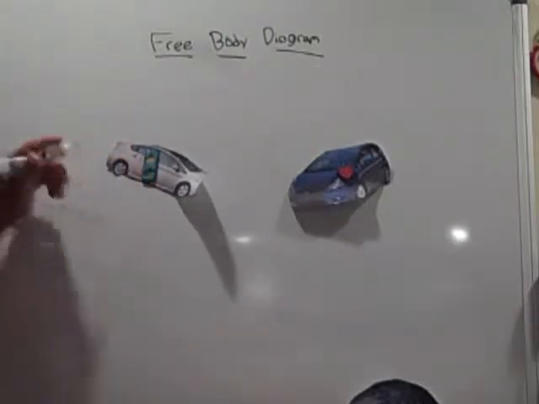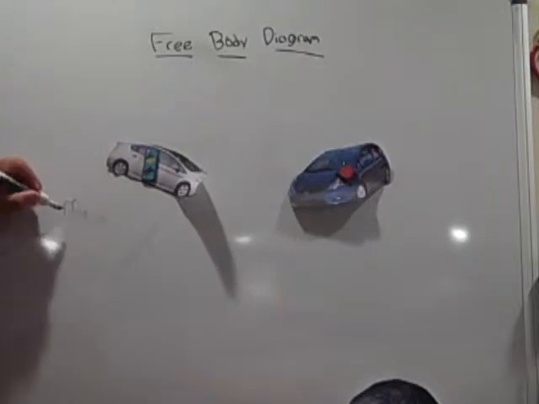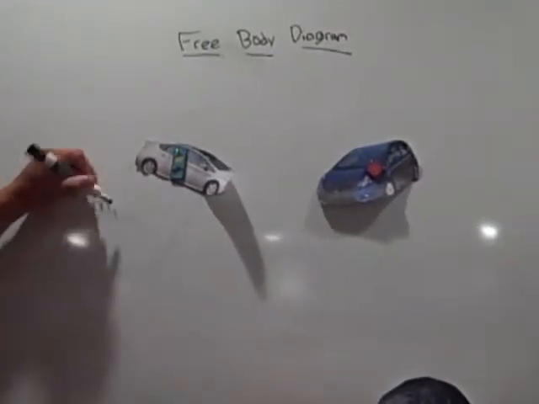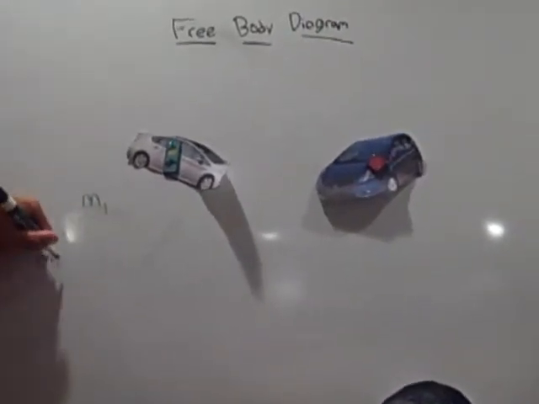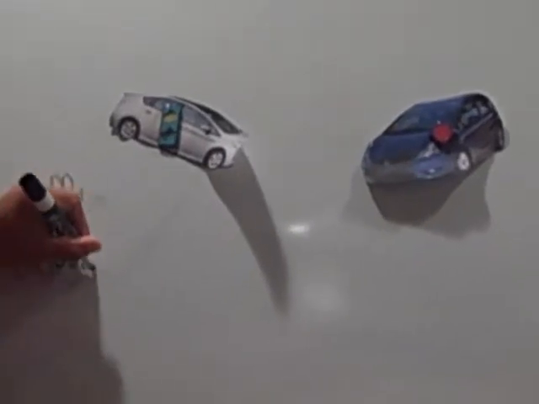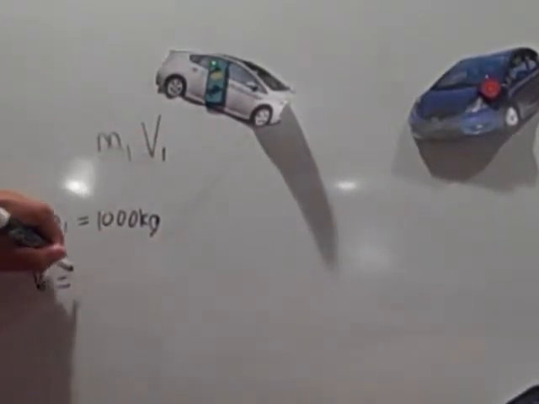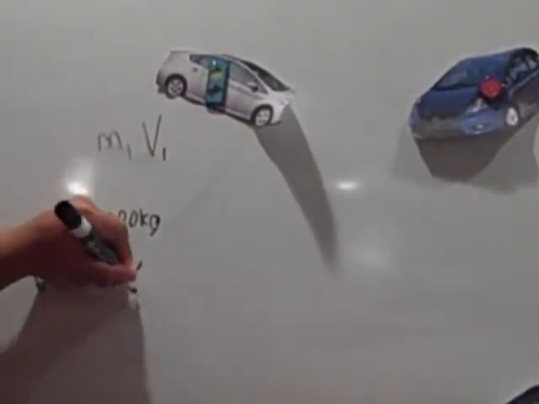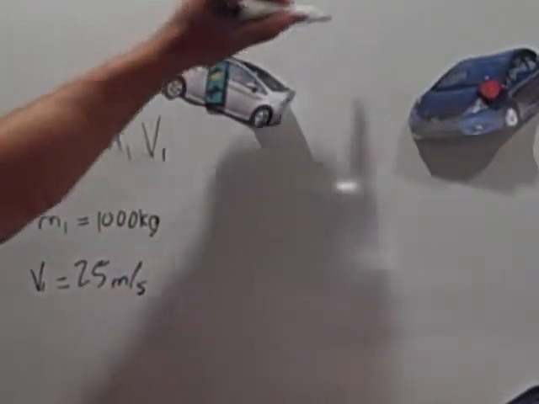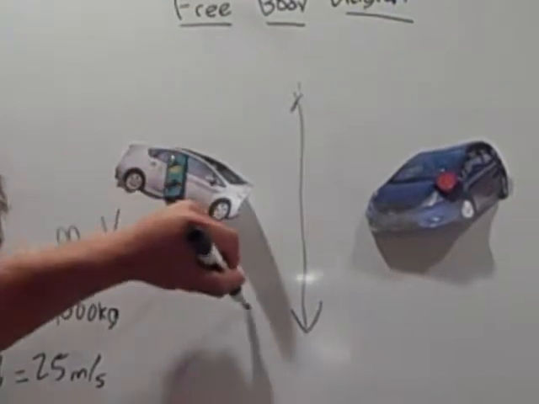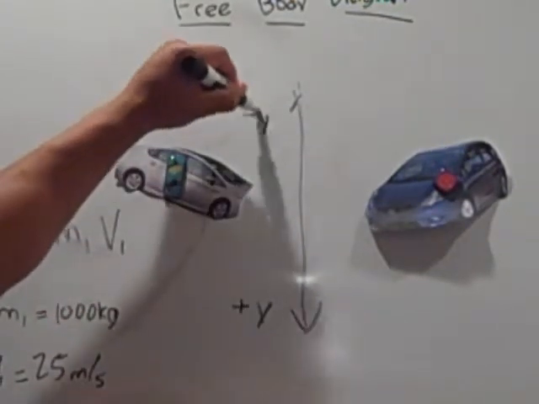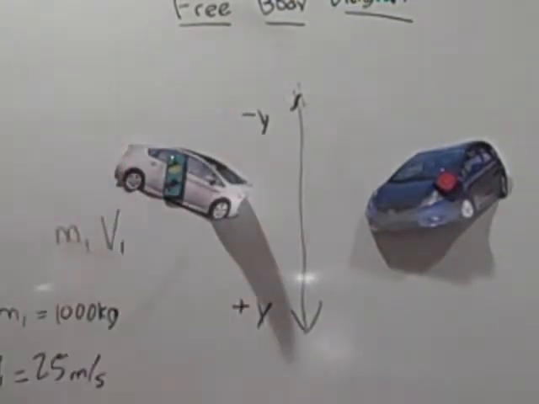So for the free body diagram of the problem of momentum, we're going to set it up first. We've got M1, which we're going to call the Toyota Prius. M1 equals 1,000 kilograms, and it also has a speed of V1. V1 will be 25 meters per second, and we'll call it positive because of the coordinate axis right here. We'll call the positive y direction down and the negative y up, so all our values will be positive for this problem.